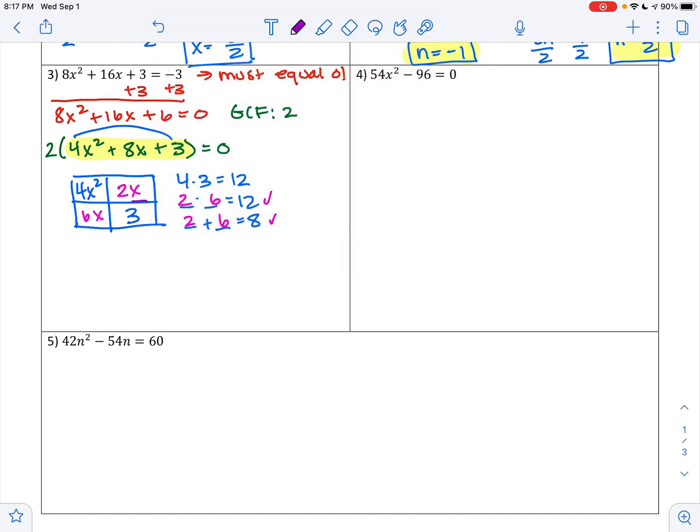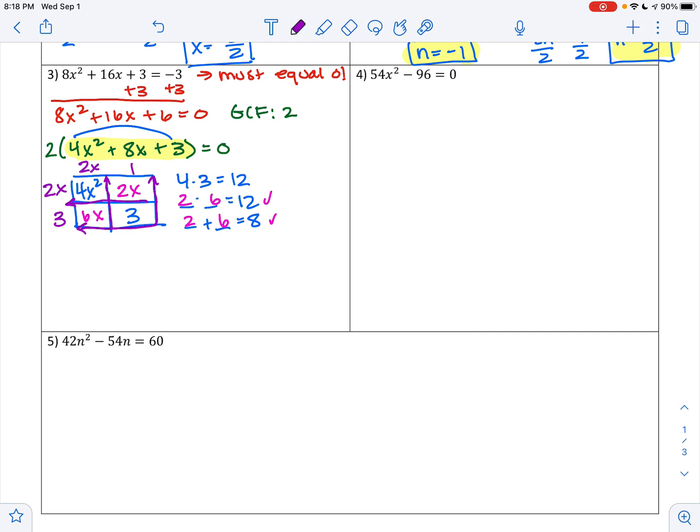The greatest common factor of my top row is 2x. The greatest common factor of my bottom row is 3. The greatest common factor of the left side is 2x, and the greatest common factor of the right side is 1. 2x times 2x is 4x squared. 2x times 1 is 2x. 3 times 2x is 6x, and 3 times 1 is 3.